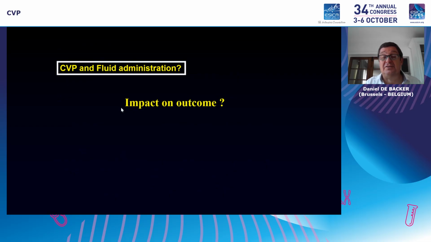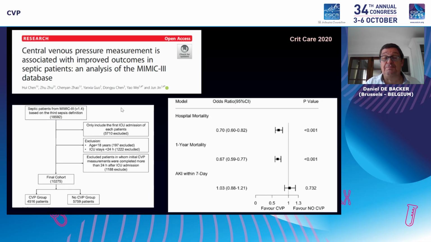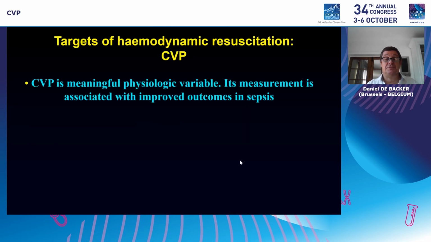Is there some impact on outcome by measuring CVP? Well, these are important data looking at patients in whom CVP is measured compared to other patients where CVP is not measured. And you can see that the hospital mortality and even 1 year mortality is definitively lower in patients in whom CVP was measured. So we should measure CVP and pay attention to the measurements to guide the resuscitation of these patients.